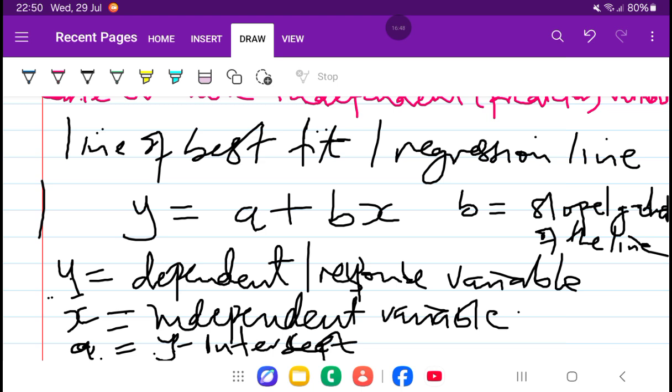Then of course the third way to differentiate between correlation and regression is that in correlation, we try to measure the strength or the degree of linear relationship between the two variables. But here, most of the time we are going to estimate the mean value of the dependent variable for a given value of x.